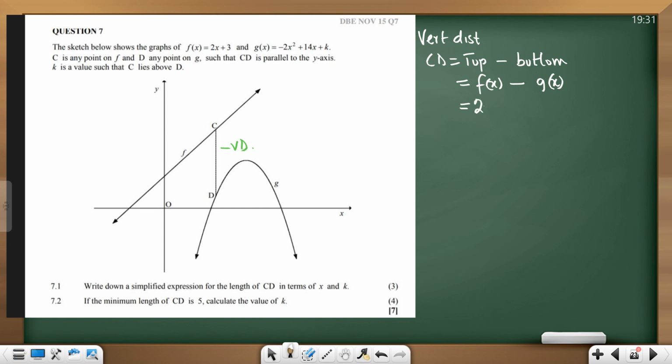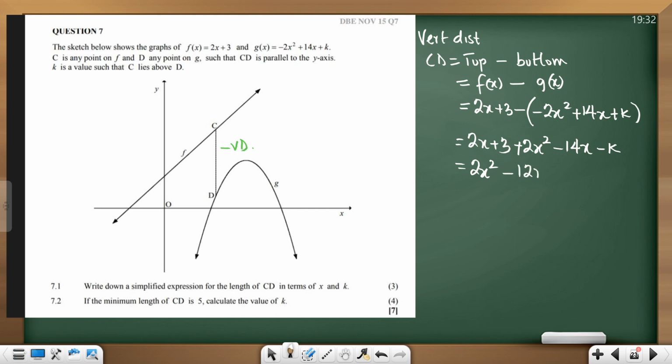What's your f of x? 2x plus 3 minus, please open the bracket. What do you have? Negative 2x squared plus 14x plus k. Can we simplify that? 2x plus 3. If you multiply the negative, what do you have? 2x squared minus 14x minus k. What is 2x minus 14x? Minus 12x. And then plus 3 minus k. We are done. They said in terms of x and k.